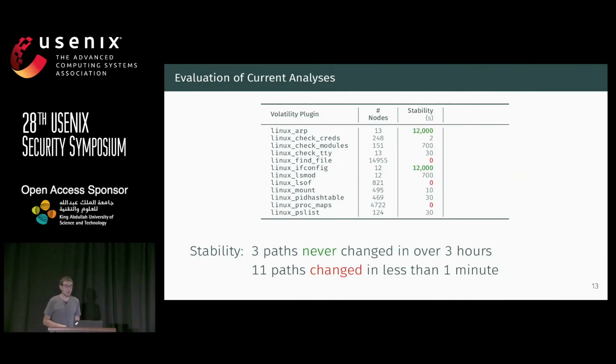On the other hand, when we start to look at stability, we found out that 3 paths, so 3 analyses, never change in over 3 hours, so all across our experiment. On the other hand, we found out that 11 paths change in less than 1 minute, which actually hints at the fact that the graph of kernel structure is not really stable, but instead changes quite a lot.